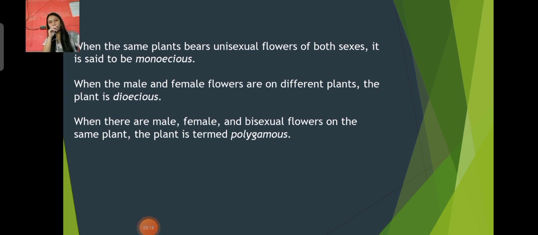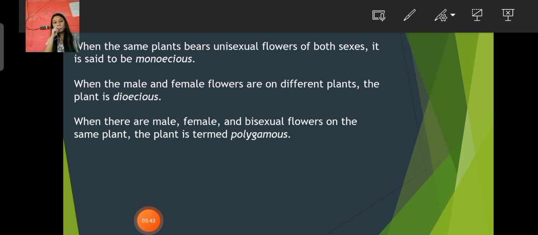Monoecious is a plant which has the capacity to bear both male and female reproductive structures. The flowers themselves may be unisexual or hermaphroditic, and they may be produced at the same or different times. When the male and female flowers are on different plants, the plant is dioecious. Dioecious means having male reproductive organs in one individual and female in another.